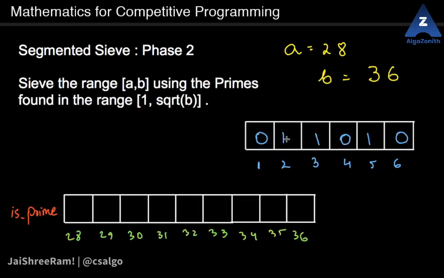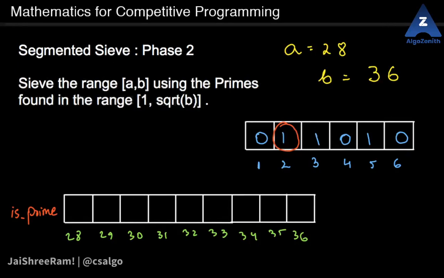So now we have this prime array built up, where each of the primes in the range 1 to square root of b has been found. Now we sieve the range a to b using the primes in the range 1 to square root of b. We discussed the property that if there is some composite, then one of the primes in the range 1 to square root of b will definitely mark it. So we will loop over primes in this part, and we will mark all of their multiples in this range as not prime, right?